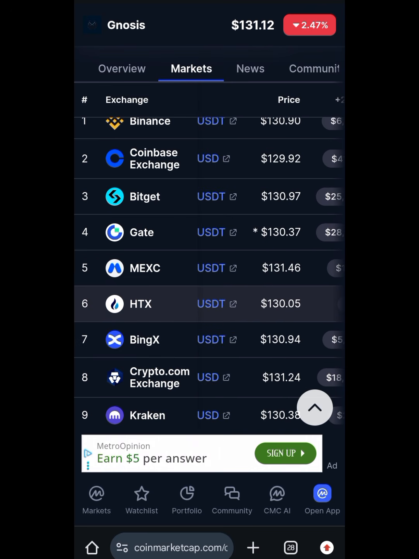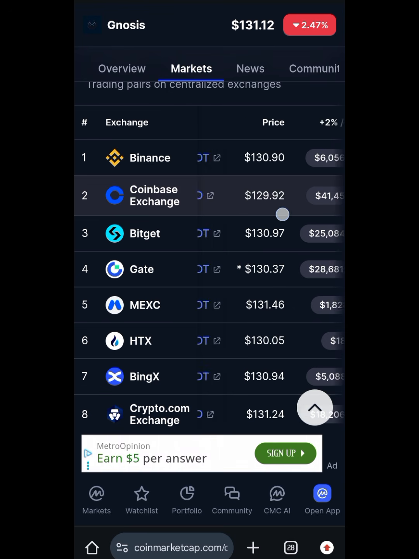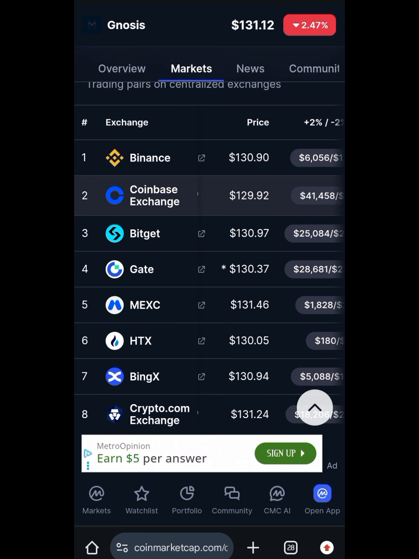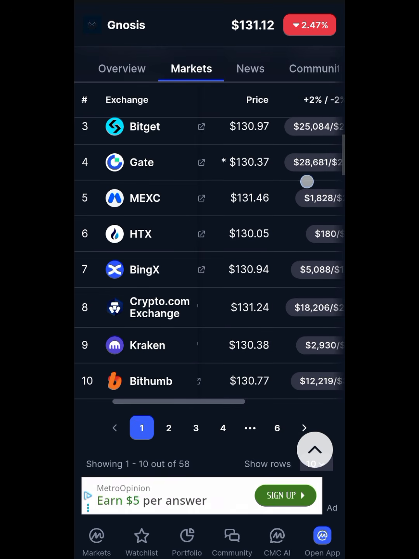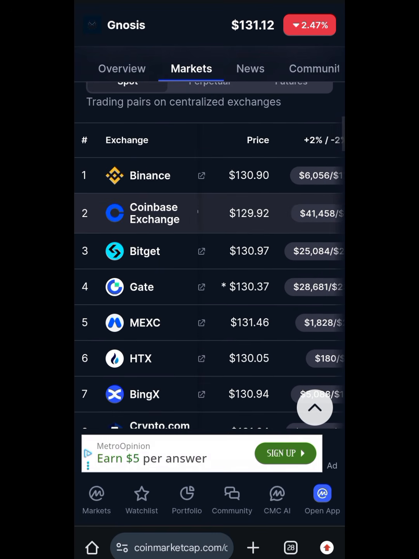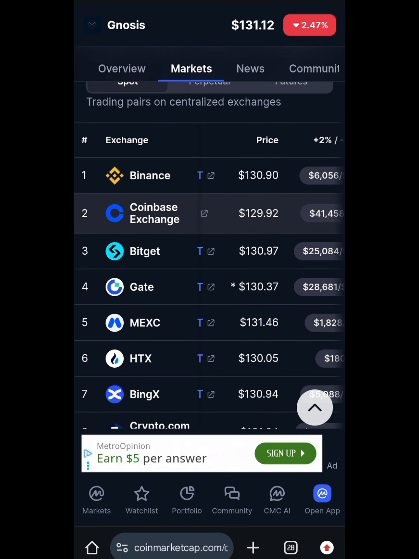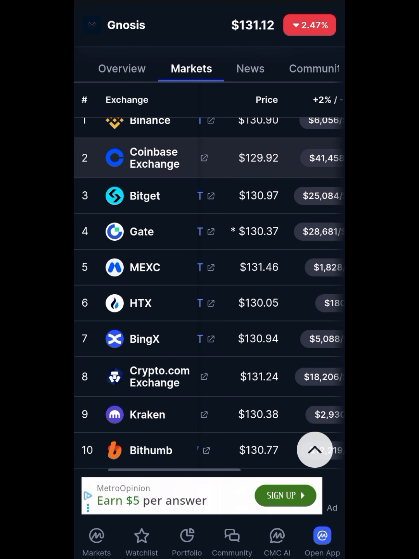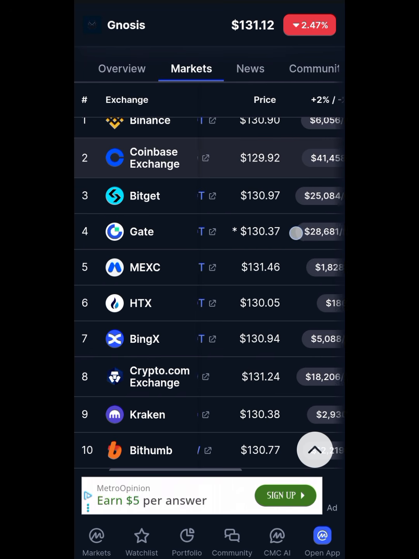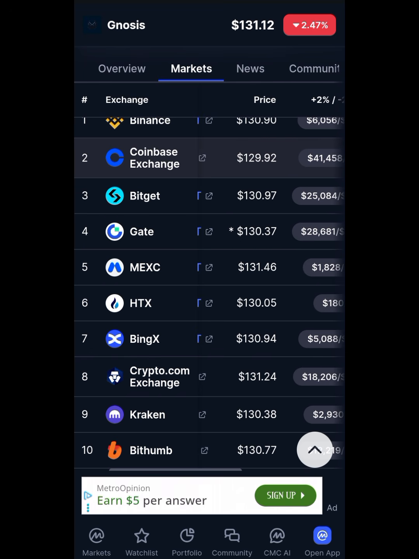They have Coinbase exchange, and you have Coinbase at 29. This should be the lowest. So if you can get it on HTX or Coinbase, then you sell it at MEXC. You make your profit. You make at least $6, $7 each, I think. If you're buying on Gate and selling on MEXC, you still make a profit as well.